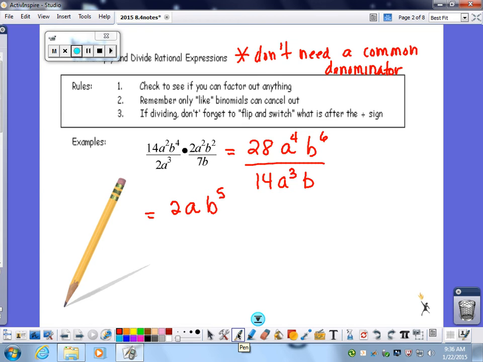Alright, when we're doing these, the assumption is that none of the denominators are 0. So a cannot equal 0 and b cannot equal 0. That's an assumption that you go in with, because we can't divide by 0.